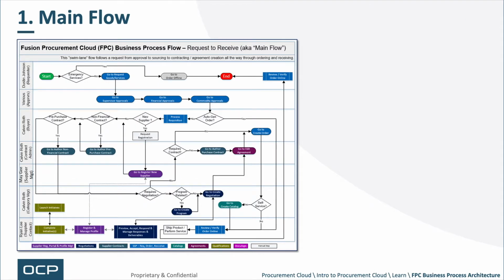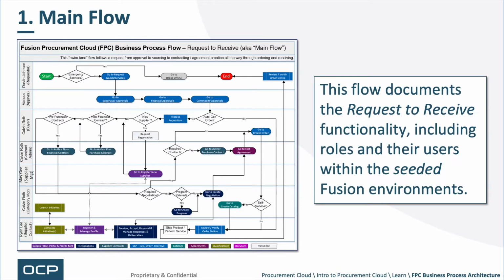First, the main flow. You can see the swim lanes, the users on the left, and then the different processes or flow on the right. The different colors correspond to the legend on the bottom, which correspond to the different functional work areas within Fusion. This is considered the driver flow because it is the main flow over top of all request to receive. So this flow documents the request to receive functionality, including roles and their users within the seeded Fusion environments.